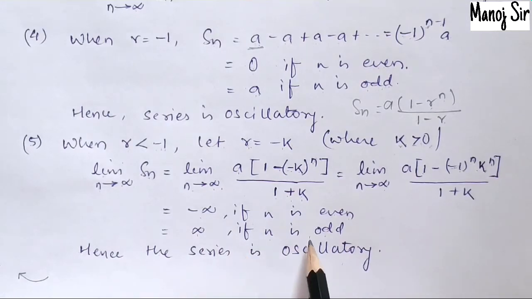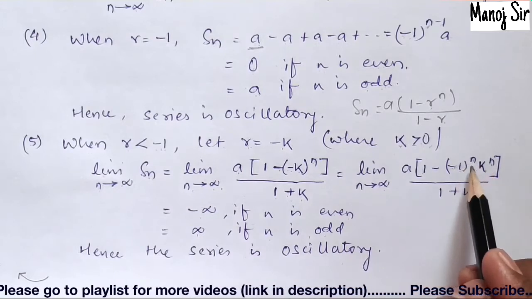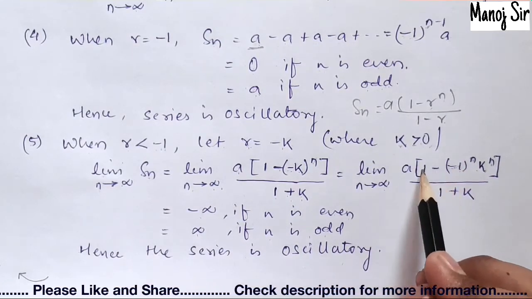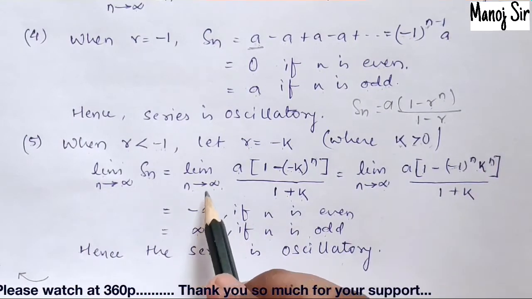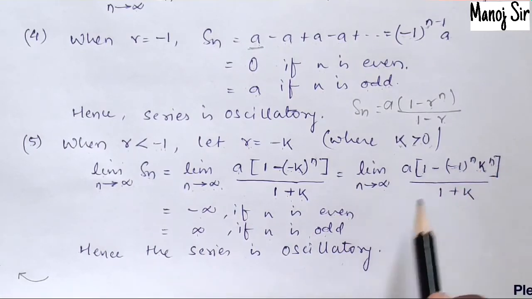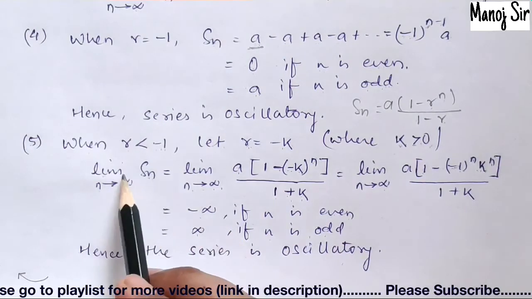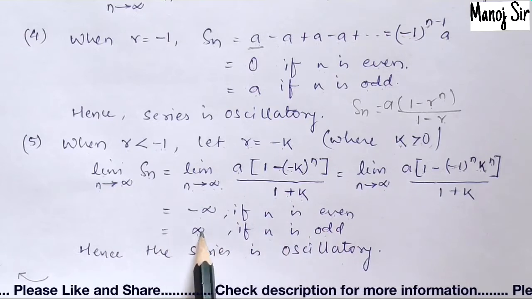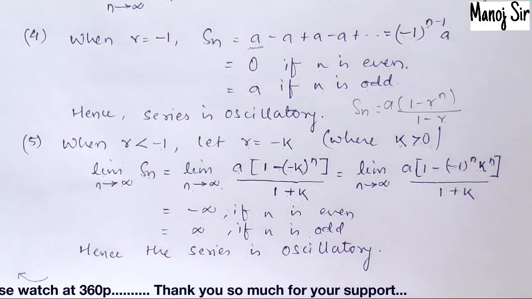But if n is an odd number, in that case this is going to be minus 1. Minus minus will become positive. So 1 plus k to the power n, and n is infinite, so this is going to be a large value. So 1 plus infinite is going to be infinite. Again here, the limit is going to give me minus infinite when n is even, plus infinite when n is an odd number. So we can say that the series is oscillating.